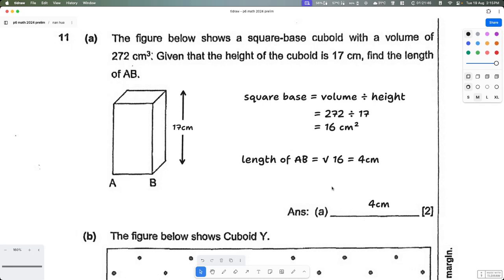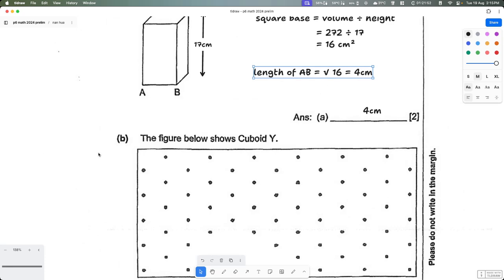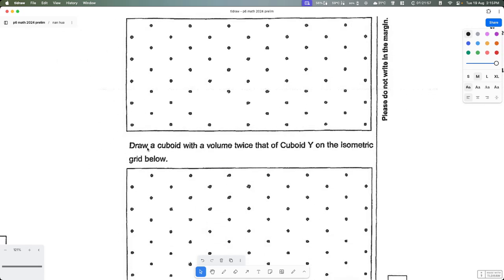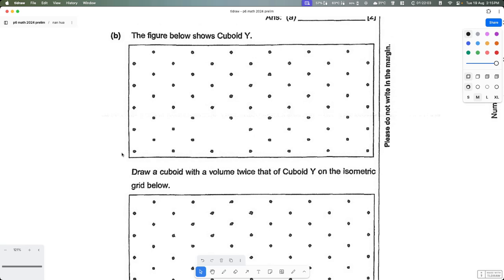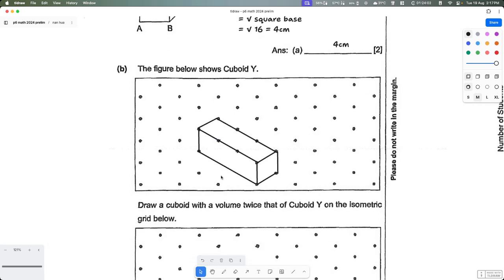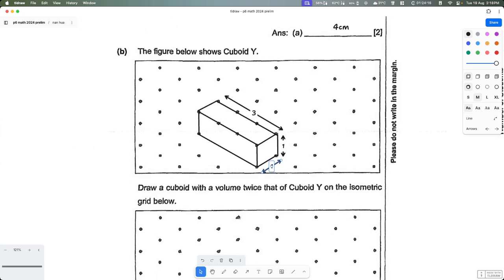All right. Okay, let's move on to the next question, B. So the figure below shows cuboid Y. Don't see any cuboid Y, but I will draw it out. Draw a cuboid with a volume twice the cuboid Y on the isometric grid below. So this is basically cuboid Y over here. In essence, cuboid Y is just 3 units by 1 by 1 as well. Right, so now we just need a cuboid with a volume that's twice.